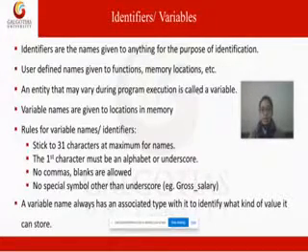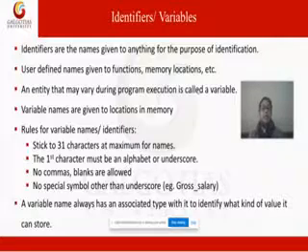So you cannot name a variable 123 ABC. Why? Because it is starting with a digit. So it can either start with an alphabet or underscore. I can have a name like gross salary, or I can have underscore gross salary. So it can start with an underscore or it can start with an alphabet.